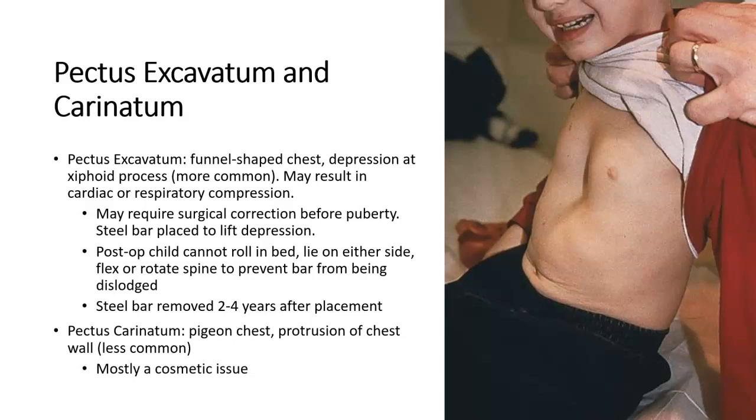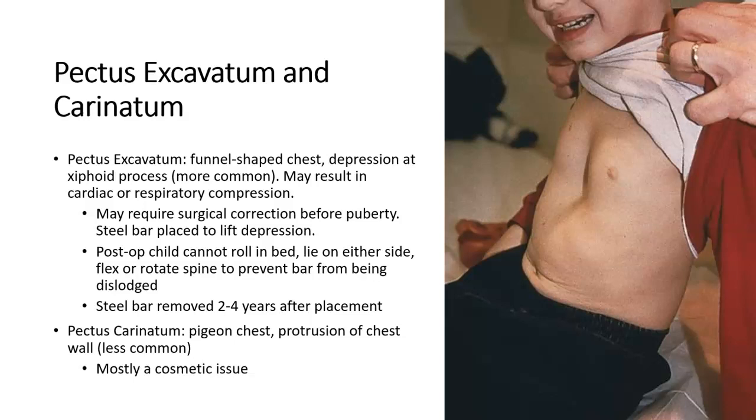This condition may require surgical correction before puberty, and typically it is corrected by a steel bar being placed or sometimes a bone to lift that depression. Postoperatively, the child cannot roll in bed, lie on either side, flex or rotate the spine in order to prevent the bar from being dislodged. The steel bar will typically be removed about 2 to 4 years after placement when the defect has been corrected.